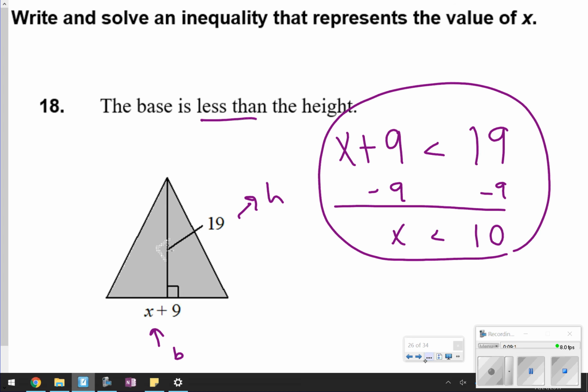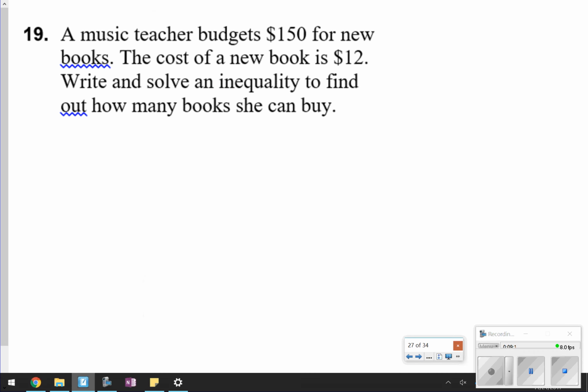Okay. The last two are word problems. A music teacher budgets $150. Remember we talked about budgeting needing to be less than or equal to. She can spend up to $150, but no more than that. The cost of a new book is $12. Write and solve an inequality to find out how many books she can buy. I know I'm going to be buying books that are $12 a piece. So 12 times the number of books, I'm going to say 12 times b should be less than or equal to 150.